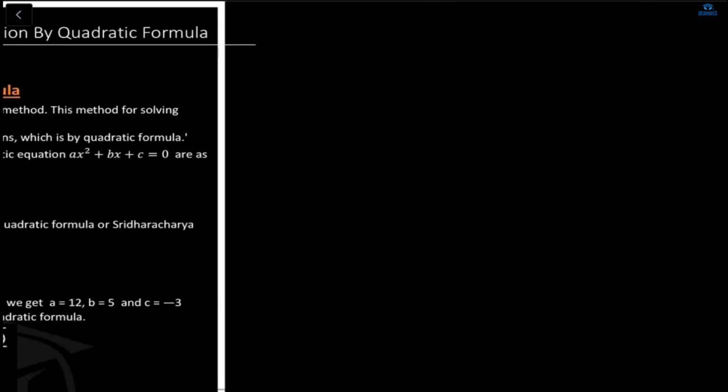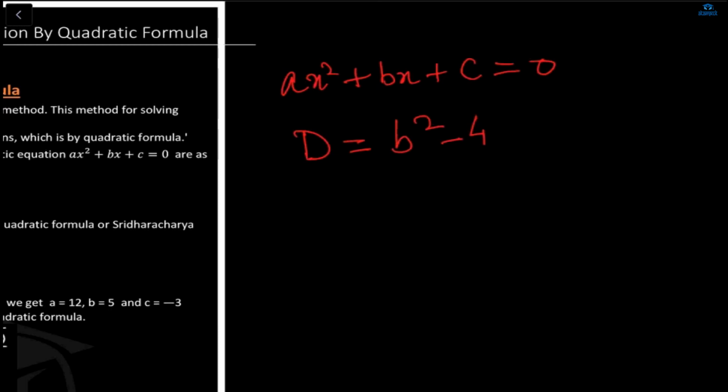Now your standard equation is ax square plus bx plus c is equal to 0. Now here with the quadratic formula, first of all, we need to find out D. What is D? D is b square minus 4ac. This should be greater than or equal to 0.